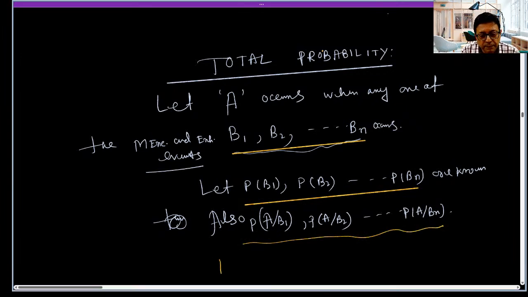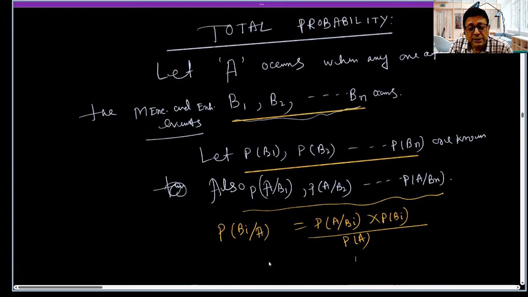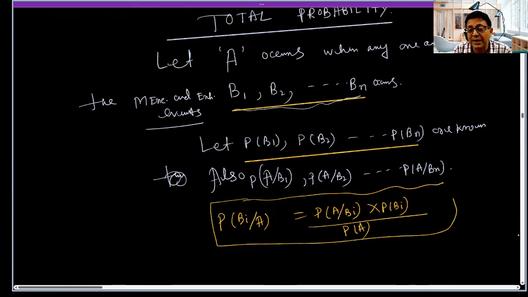Then P(Bi|A) will be P(A|Bi) divided by P(A). Okay? Conditional probability of the ith event. The ith event is included over there. Then P(Bi|A) will be P(A|Bi) into P(Bi), divided by P(A). This is known as Bayes theorem. Okay?